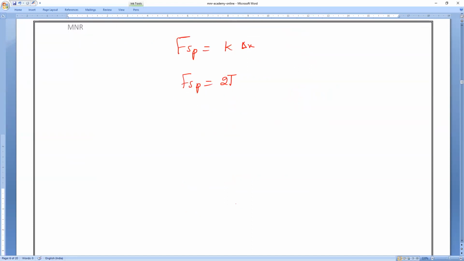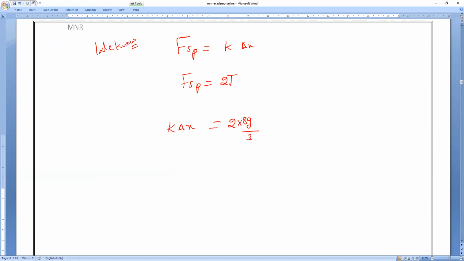2 times of tension. So that's all. You can substitute it. So I'll write it K delta X. You can write it here. We know K delta X is equal to 2 into T value. How much? T value is 8G by 3. Okay? 8G by 3.